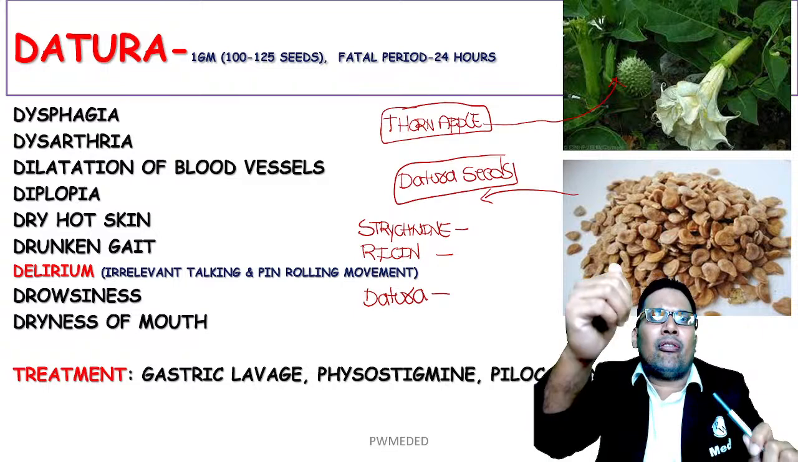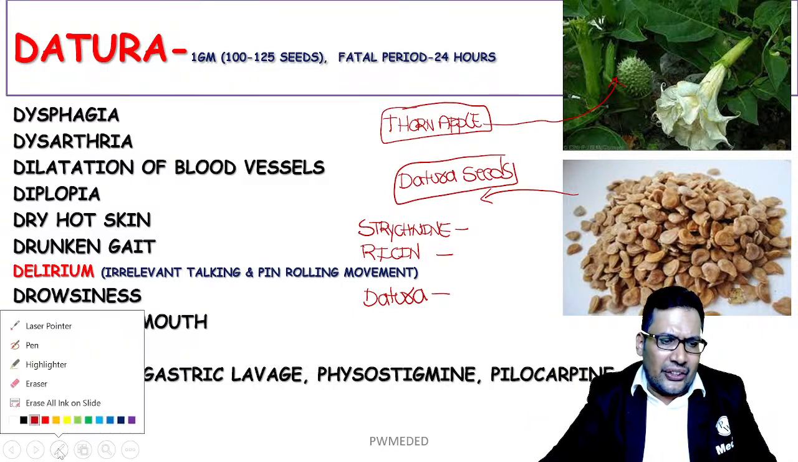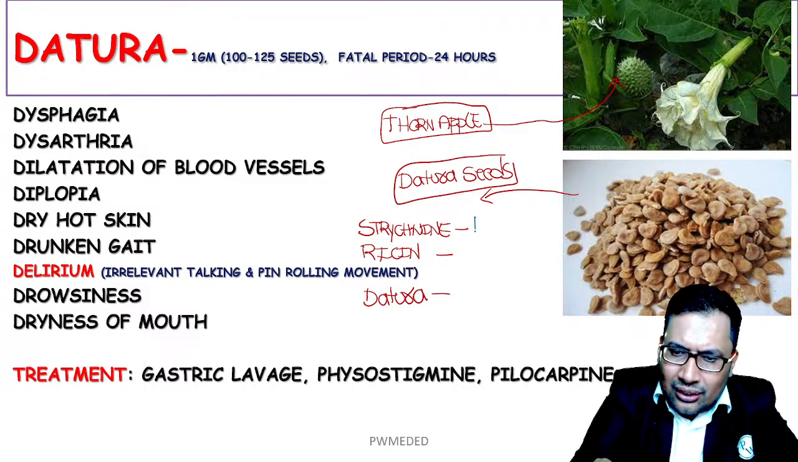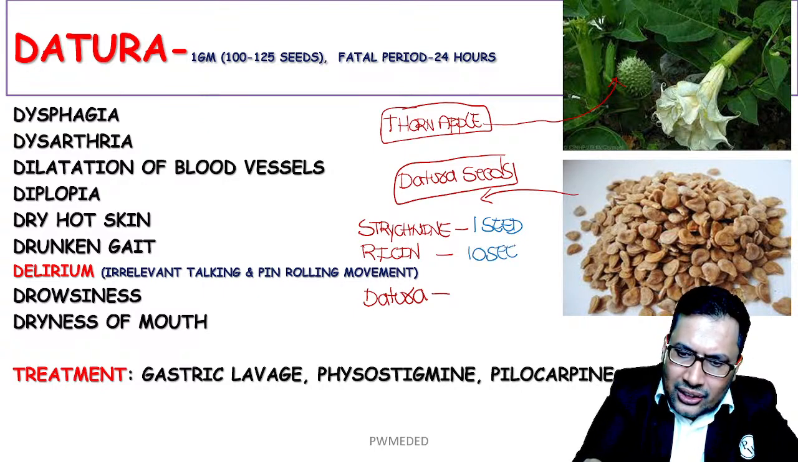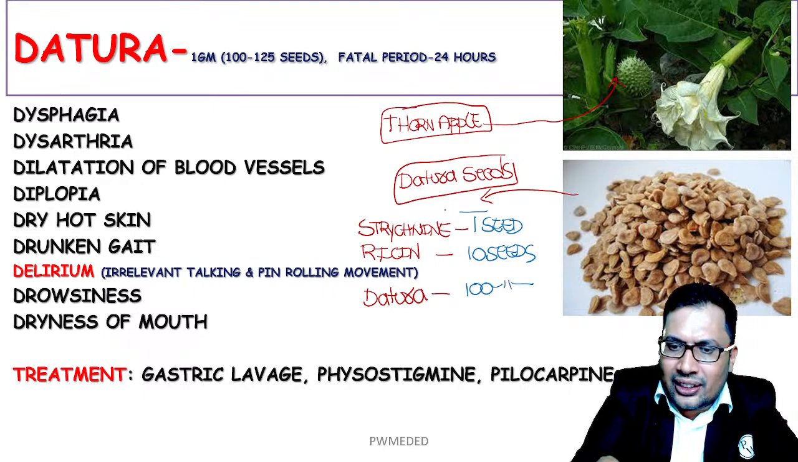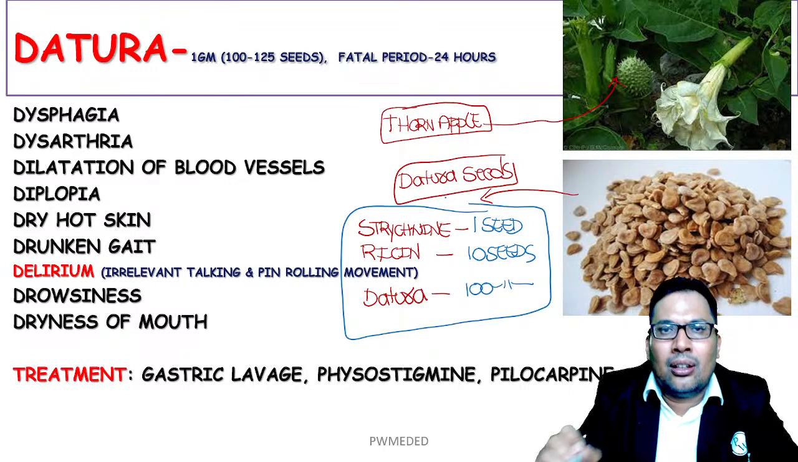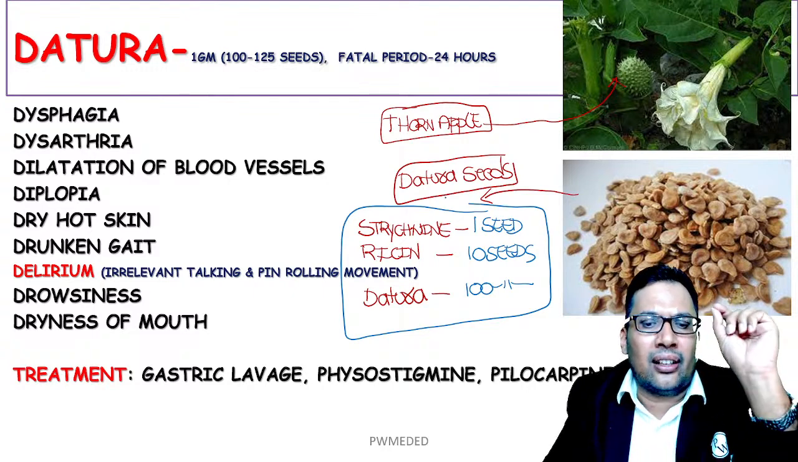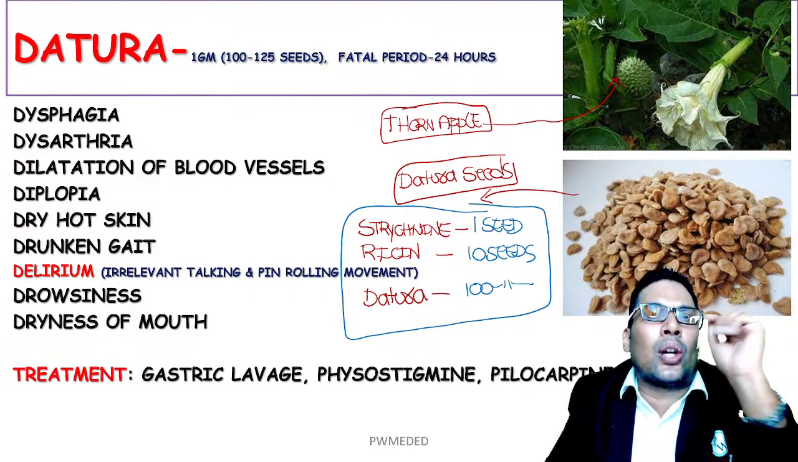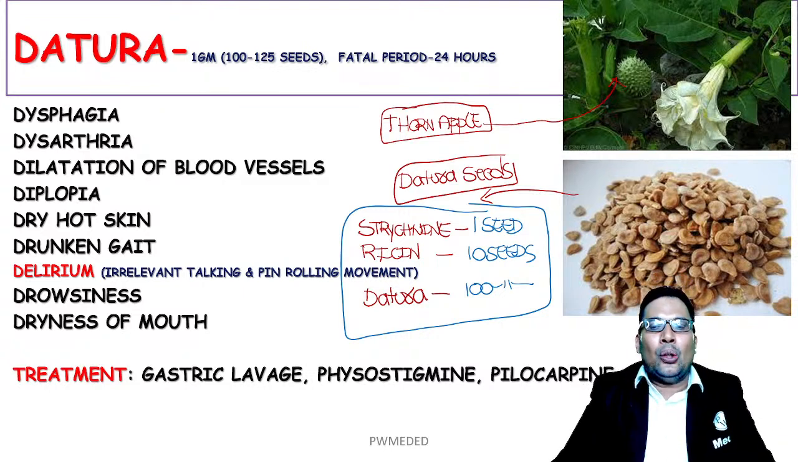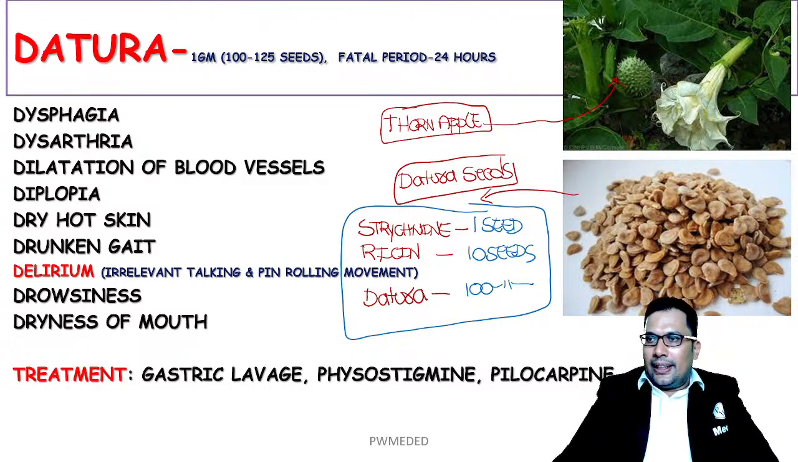Very good, Sandhya, very good answer. Sandhya answered the fatal dosage of strychnine is 1 seed. Ricin, 10 seeds. Datura, 100 seeds. So you can remember like this: 1, 10, 100. Strychnine, ricin, Datura. This is one way to remember. Okay, good, many answered, very good.